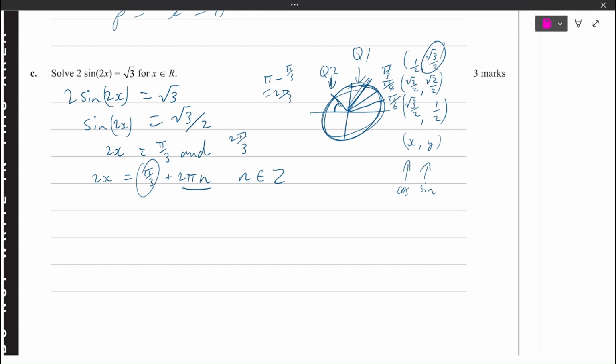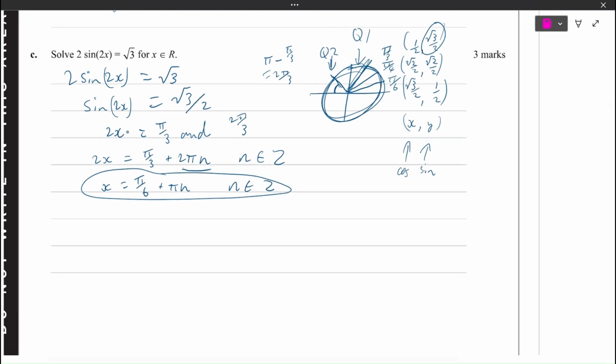And now we can completely solve the equation for x by dividing everything by 2. You have to write n is an element of Z, and that is the first answer.